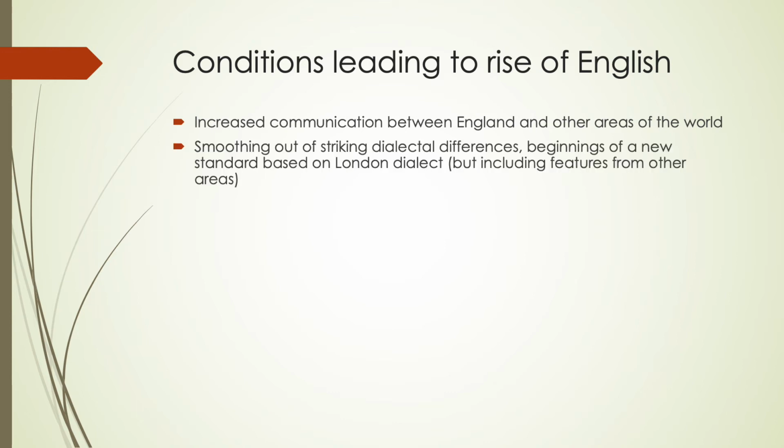We start seeing some smoothing out of different dialect differences, and this starts happening during the middle of the Middle English time period, where we're starting to see a new standard emerge based on the London dialect, although we did still see a lot of features from other areas as well. So London starts to have a little bit more influence in the language and in the spread of English.